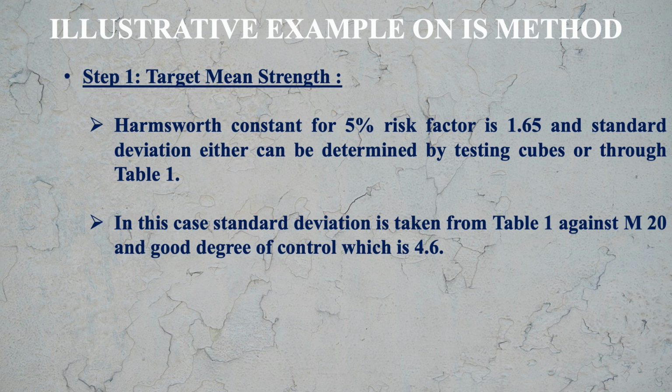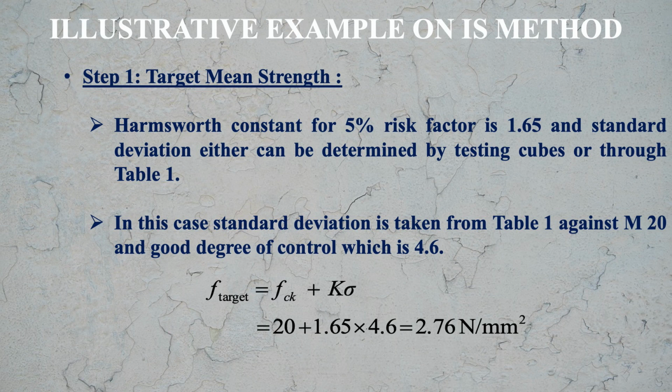So using these values in this equation, F target will be fck plus k into sigma. Fck, you know, is 20 Newton per mm square, k is 1.65, that is Hemsworth constant, and sigma, the standard deviation, is 4.6 from table 1. So after putting these values of fck, k and sigma, we get F target as 27.6 Newton per mm square. Let's move to step 2.